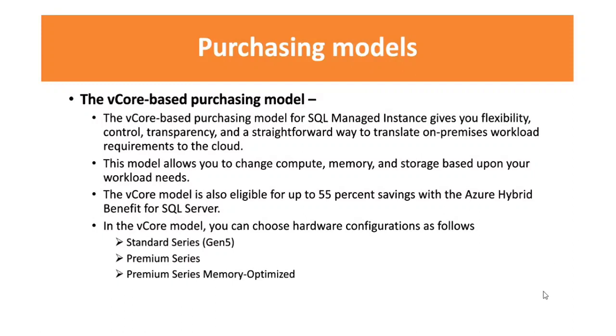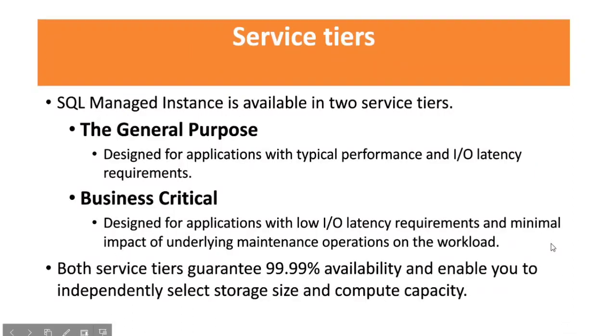Next, service tier. SQL Managed Instance is available only in two service tiers, General Purpose and Business Critical. General Purpose is designed for applications with typical performance and IO latency requirements, input and output latency requirements. And Business Critical is designed for applications with low IO latency requirements and minimal impact of underlying maintenance operations on the workloads. So basically you will get a two service tier model. You have to choose either General Purpose or Business Critical.